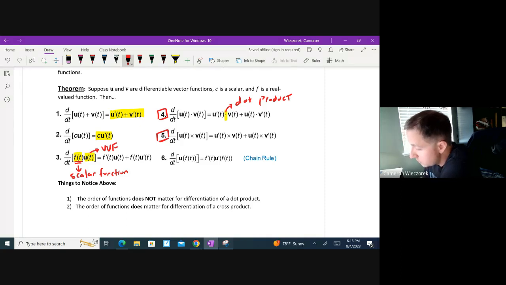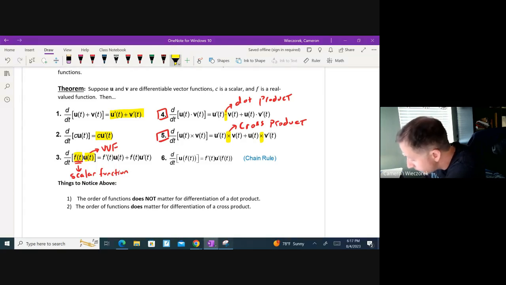However, for the cross product, if you take the derivative of the cross product, this would be u prime crossed with v plus u crossed with v prime. So it still looks like the product rule, except now these crosses are talking about the cross product. The one thing you do have to be careful with here is the order matters. So you can't do v crossed with u prime, and you can't do v prime crossed with u. You have to do u first, and you have to do v second because of the order that it was listed in. U was listed first, v was listed second.